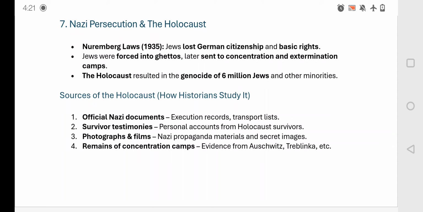And the Holocaust resulted in the genocide of 6 million Jews and other minorities. So a lot of people died in this mass killing program of the Nazi ideology or Nazi party.